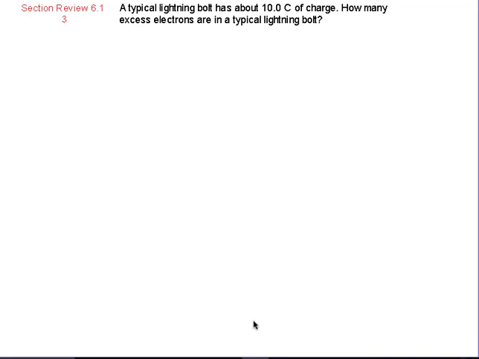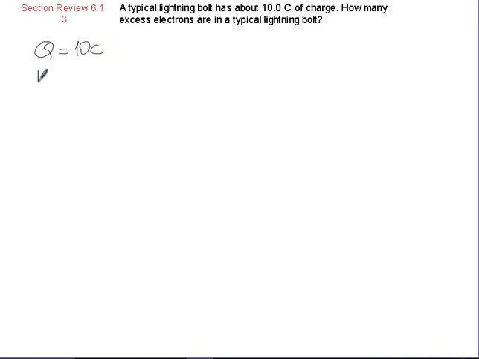Okay friends, now I will solve an example about charge. It says that a typical lightning bolt has about 10 coulomb of charge. How many excess electrons are in a typical lightning bolt? Total charge is given, Q is given, and it is equal to 10 coulomb.